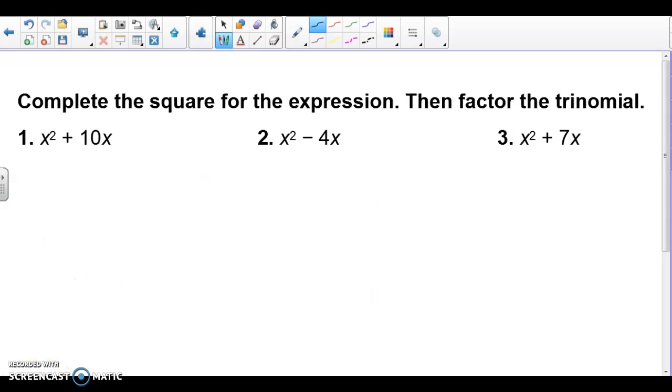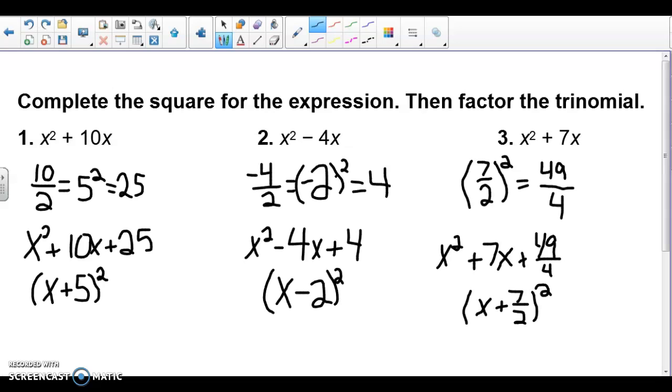All right, so why don't you go ahead to examples 1, 2, and 3. Pause the video for a second, try them out on your own, and try to complete the square for the expression, and then factor the trinomial. When you're all set, press the play button again, and check your answers. All right, so now we'll have our answers up on the screen here. If you want to pause it to take a deeper look, feel free to do so.